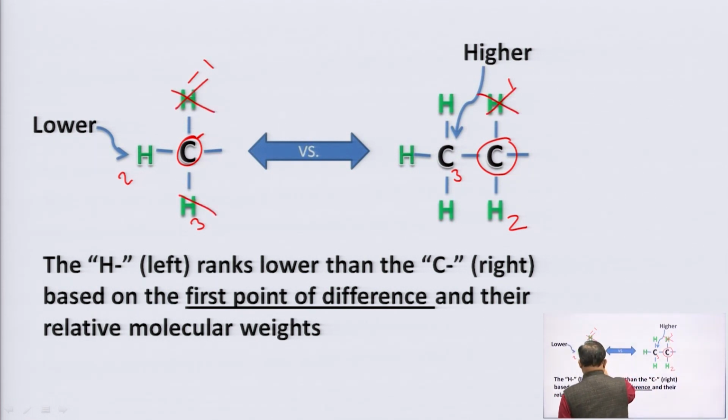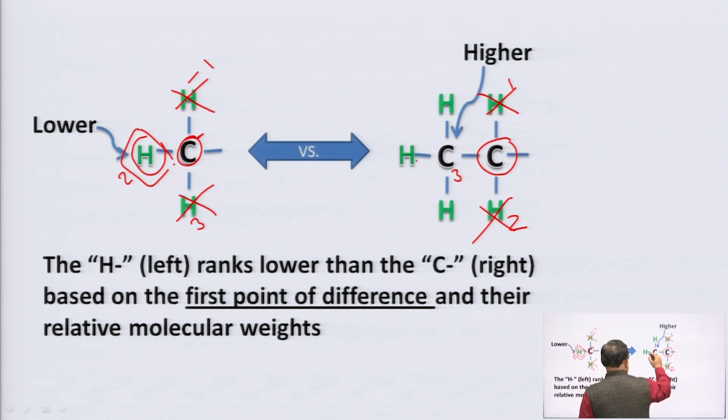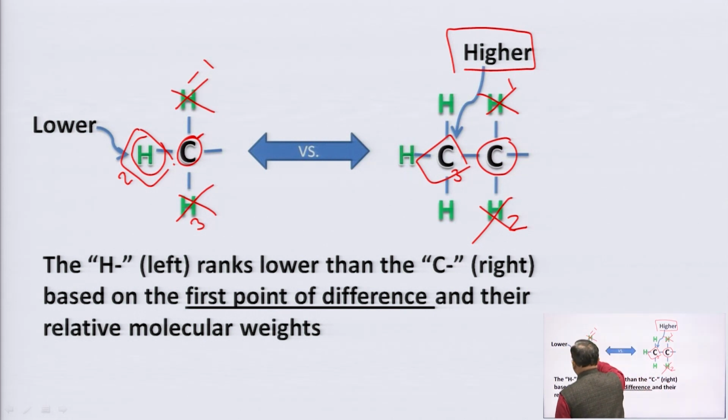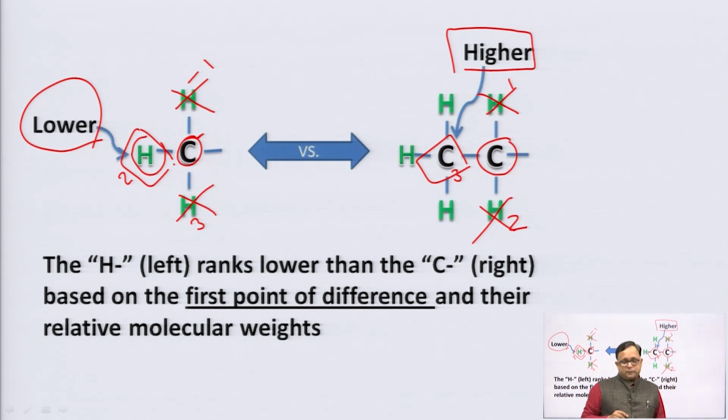This is similar, let us cross it. This is similar, again cross it. Now, the third is different. This is hydrogen, this is carbon. So, this is the point of difference, and which bears the higher atomic number? Obviously, the carbon. Therefore, this will get the high priority. This is the substituent with the high priority, this is the substituent with the lower priority. So, in this type of cases, we have to go like this.